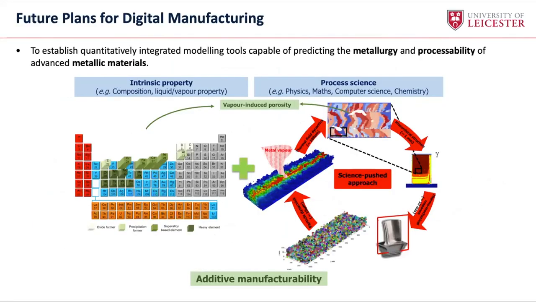And the plan for this is to fill up the gap of the AI that we are talking about for alloy and process design. The future of this is to establish some kind of high fidelity model that integrates metallurgy and processing to advance metal material manufacturing. And this is to link these two together.